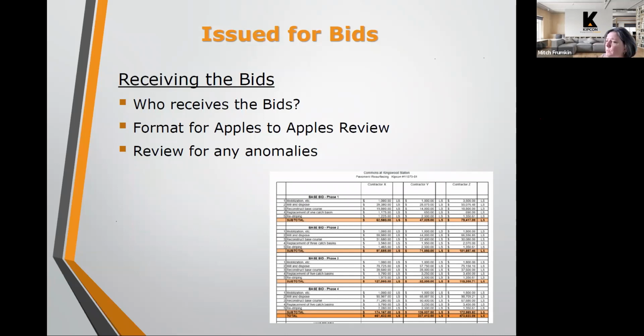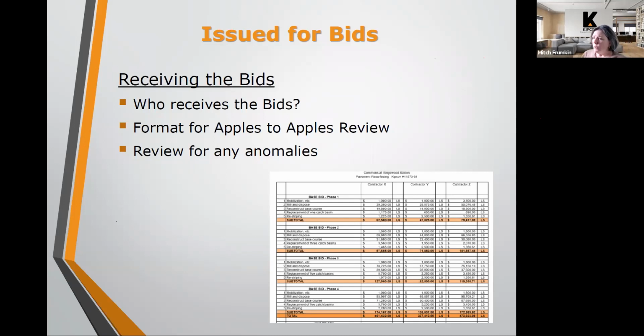So when we receive the bids, we'll put together a bid summary. And here's an example of a bid summary in the bottom right-hand corner here. As you can see, we will have in different columns the different contractors who have bid on the project. And you'll see along the left side there, where it says base bid. We talked about the base bid and how those are the portions of the project that we know need to get done. So this is an example of a base bid summary.